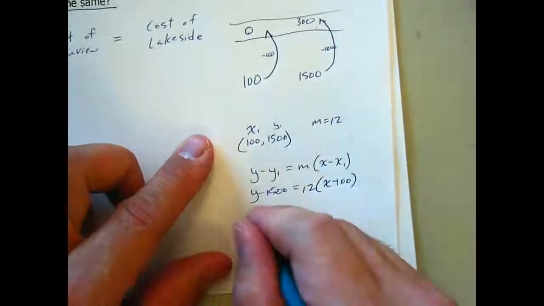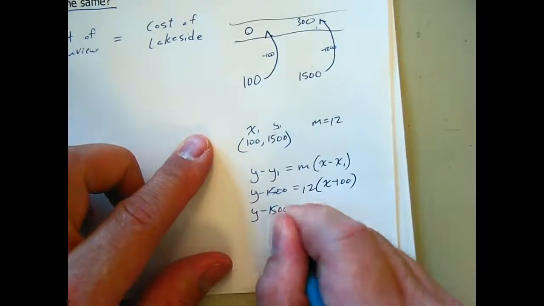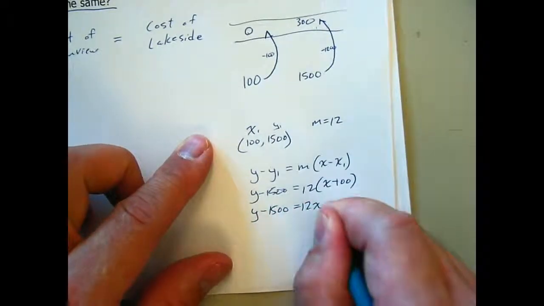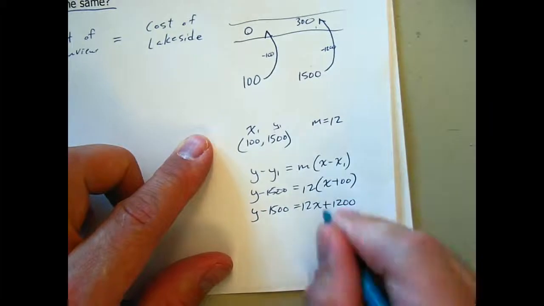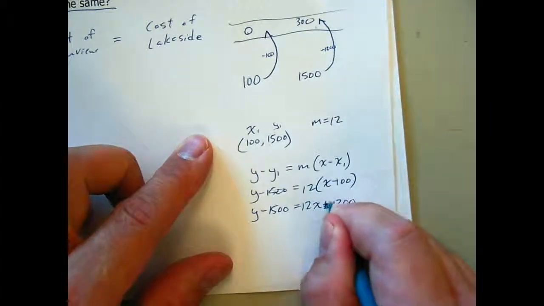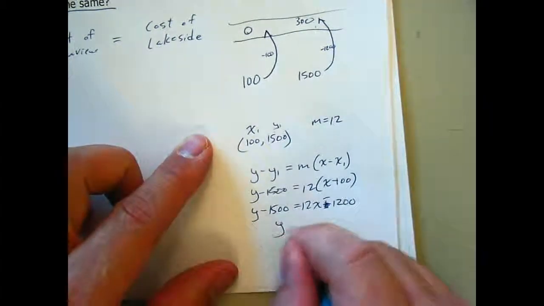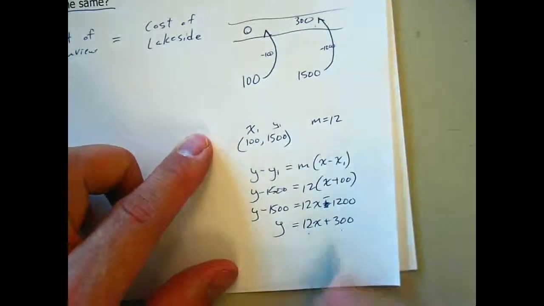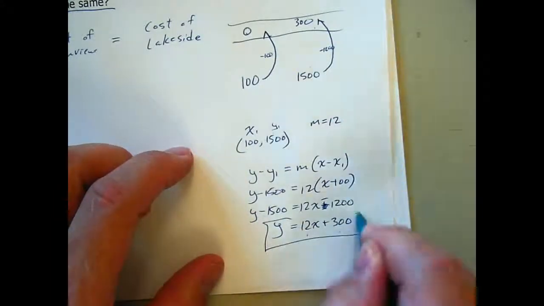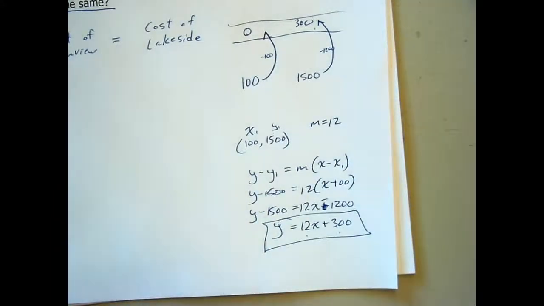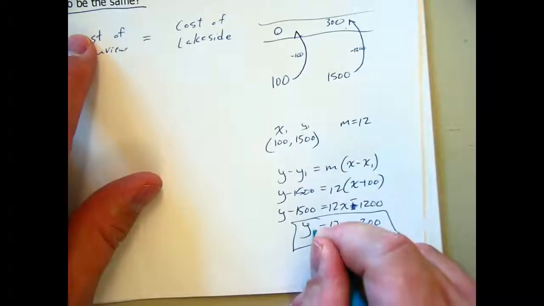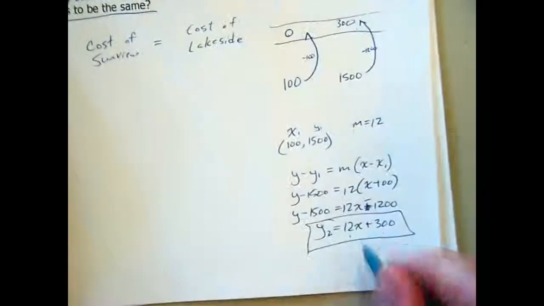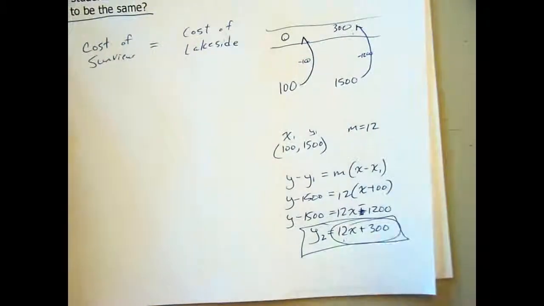And then simplify, I get y minus 1500 equals 12x minus 1200. Excuse me, that's minus 1200. And then add 1500, I get y equals 12x plus 300, which still gives me a slope and a y-intercept. That's my equation, though. So if one equation is 10x plus 600, the other equation is 12x plus 300, we'll call that y sub 2, the cost of Lakeview.